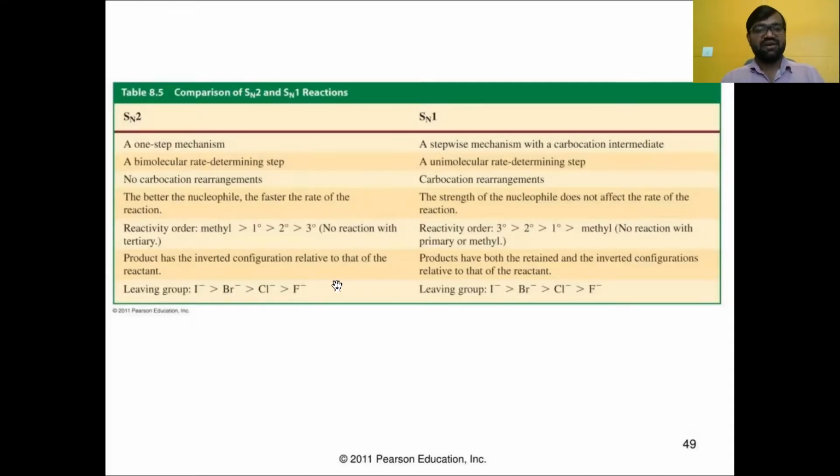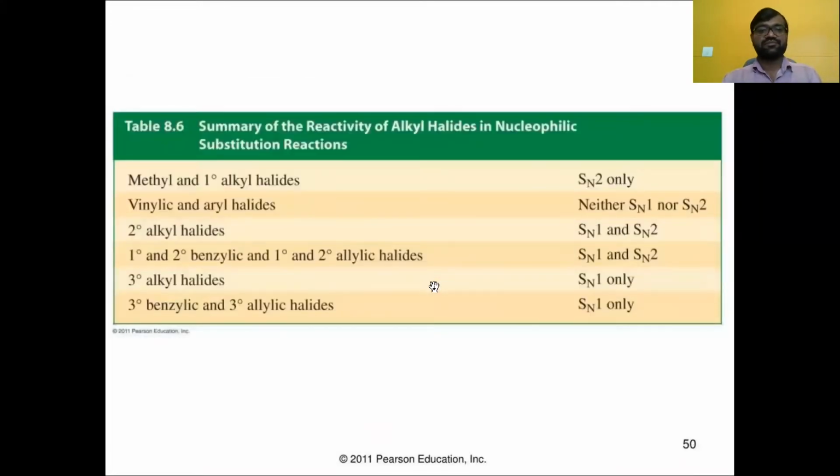Leaving group ability, as you can see, as such, there is no difference in leaving group ability. Iodide is a stronger leaving group, and similarly, this is also a leaving group. So you cannot call it a difference, but basically we can call it a comparison that both have similar tendency for either Sn1 or Sn2 when we consider the leaving groups.